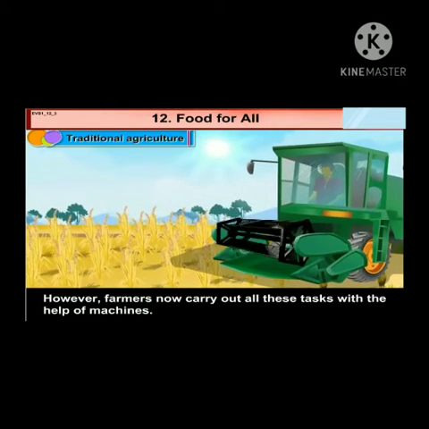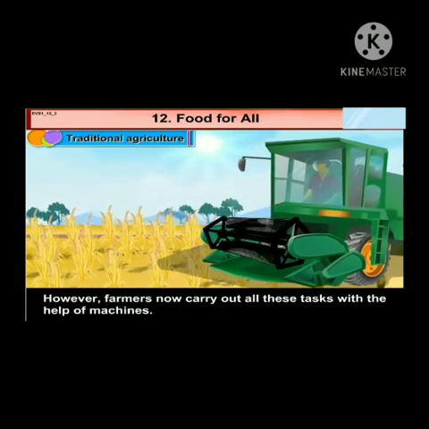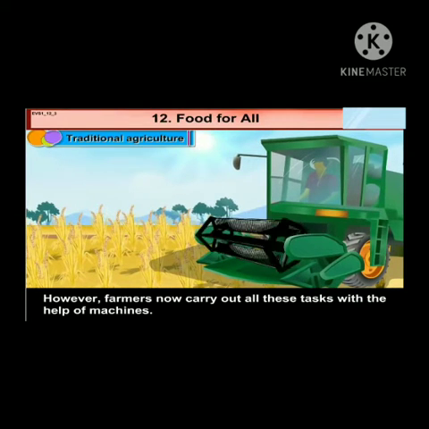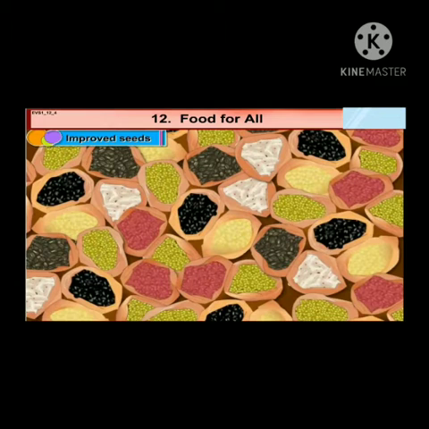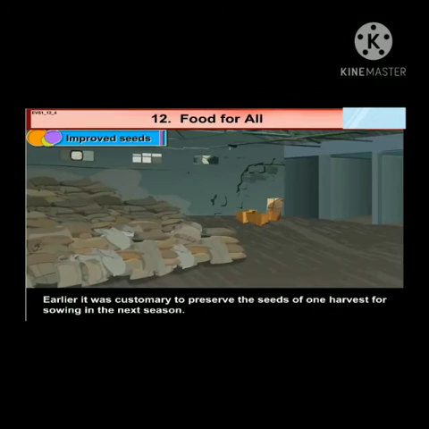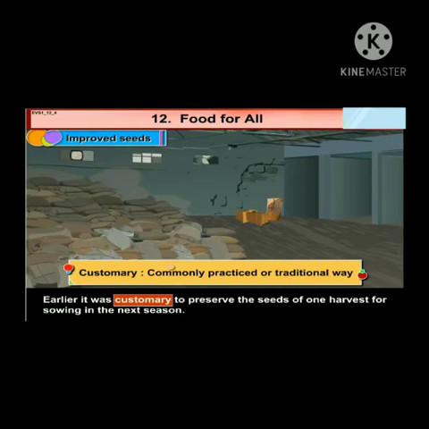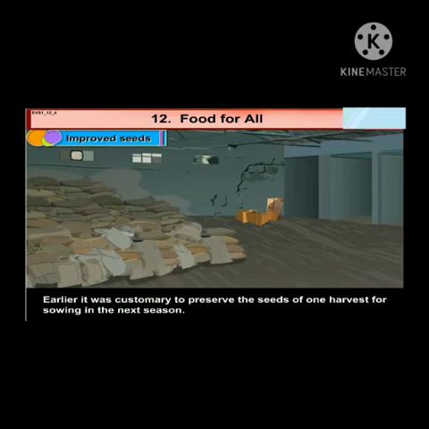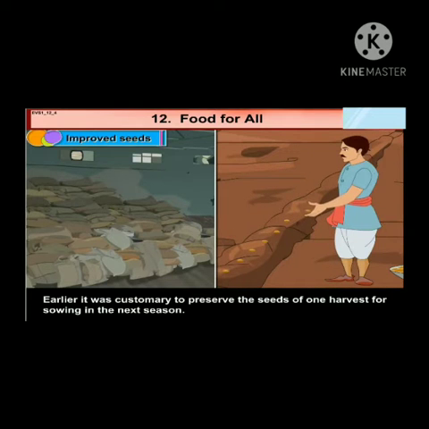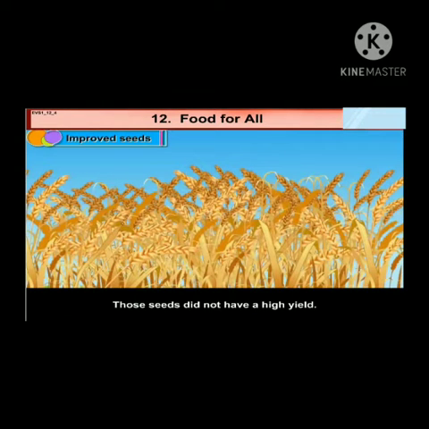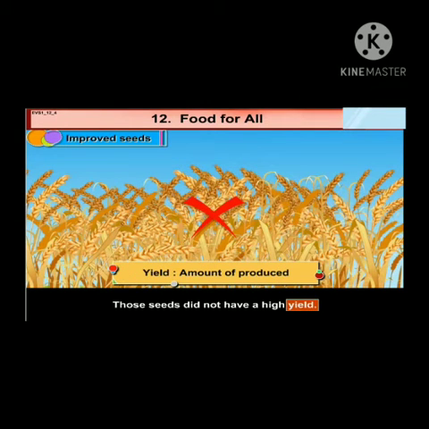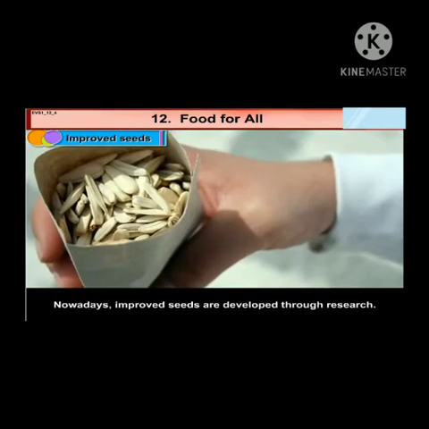However, farmers now carry out all these tasks with the help of machines. Can you see that? Now, we will see improved seeds. Earlier it was customary. What does it mean? Commonly practiced or traditional, the way to preserve the seeds of one harvest for sowing in the next season. Those seeds did not have a high yield. What does it mean? Amount produced.